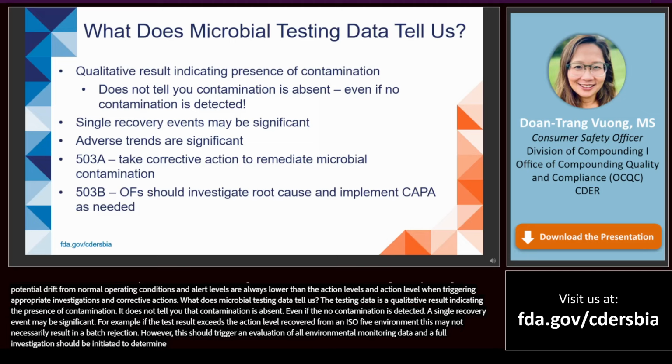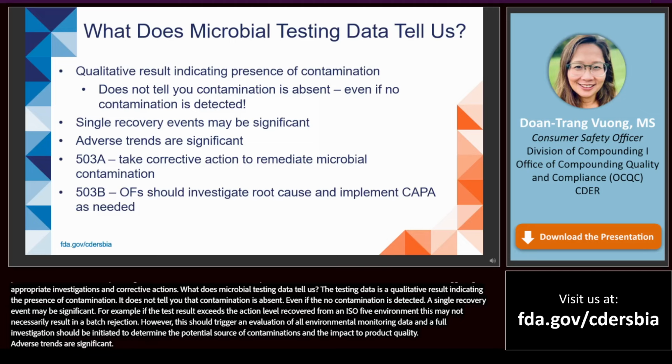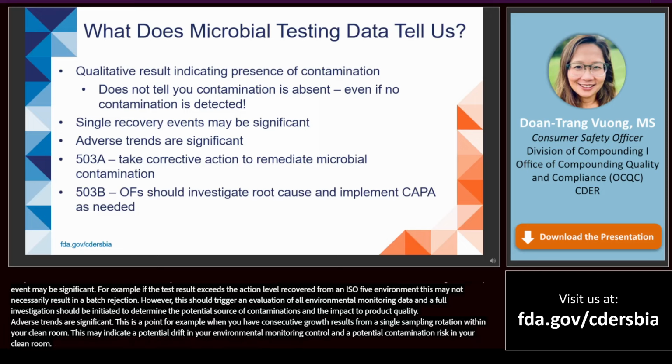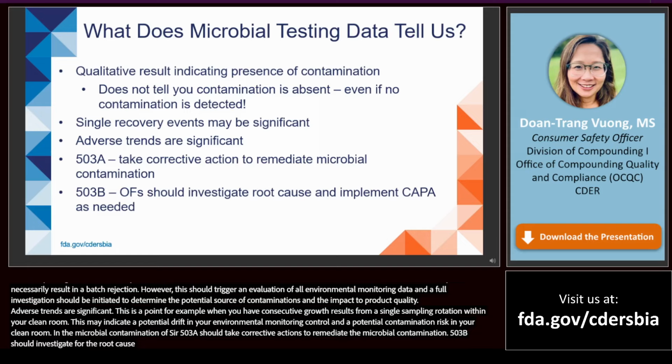Adverse trends are significant. This is important, for example, when you have consecutive growth results from a single sampling location within your clean room. This may indicate a potential drift in your environmental monitoring control and a potential contamination risk in your clean room. If there's a microbial contamination observed, 503A facilities should take corrective actions to remediate the microbial contamination. A 503B outsourcing facility should investigate the root cause of the contamination and implement corrective and preventive action as needed.